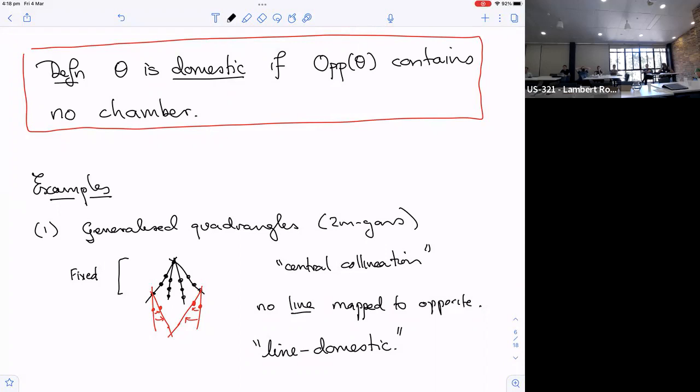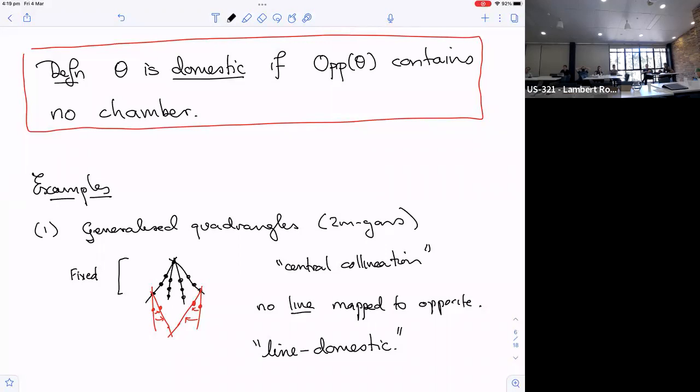But anyway, the point of it is that it doesn't matter. The point of this is that no line is mapped to an opposite because all of the lines are drawn here, basically. It doesn't get any bigger than this. Of course, there are lines named for its points and stuff, but I've drawn the full diameter. So if a line gets moved, it just gets moved to a line that contains a point of the original line, and that's not opposite.